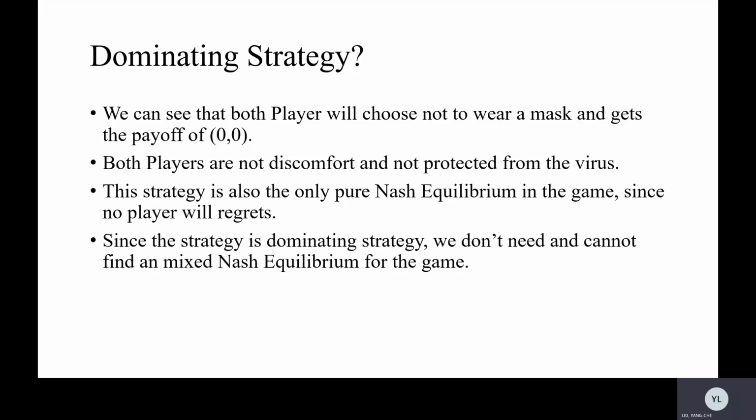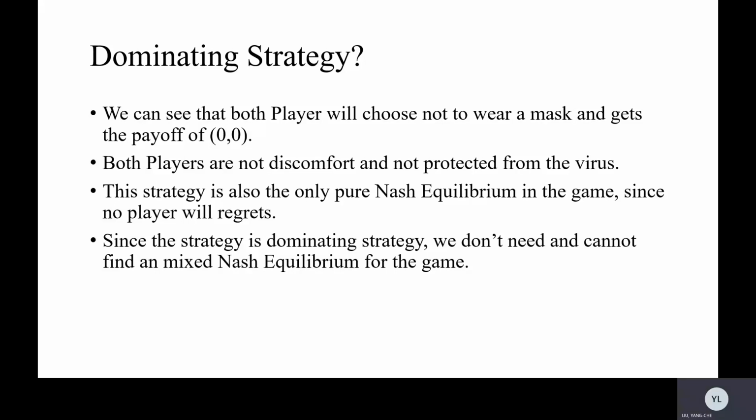Now, we have both players having the same dominating strategy, which is not to wear a mask. So they will both choose not to wear a mask and get the payoff of 0-0. So both players are not uncomfortable and not protected from the virus. So this strategy is also the only pure Nash equilibrium in the game, since no player will regret.